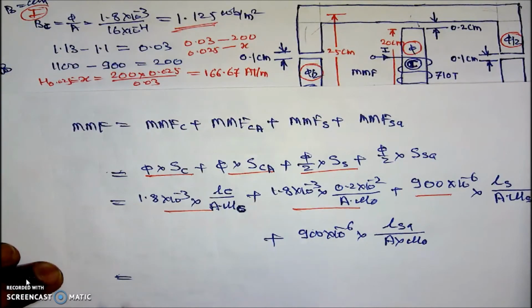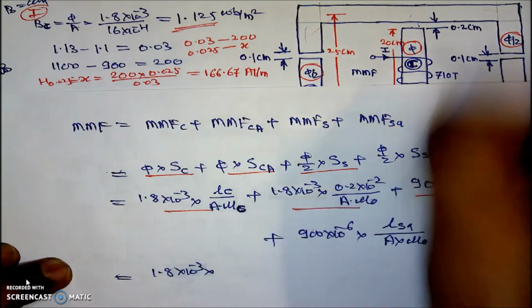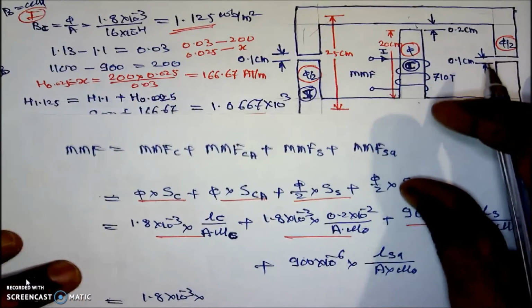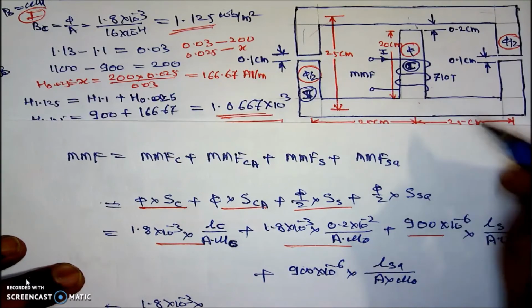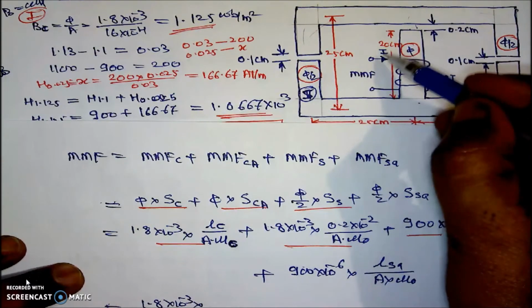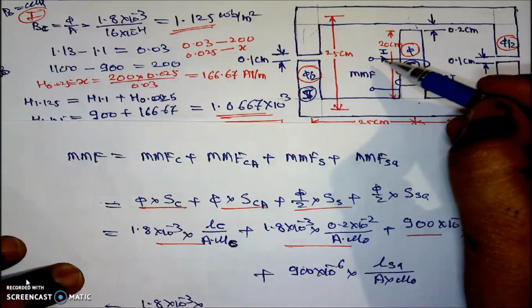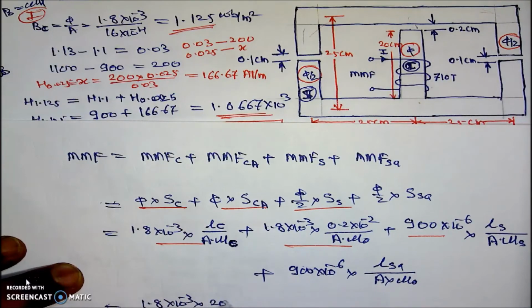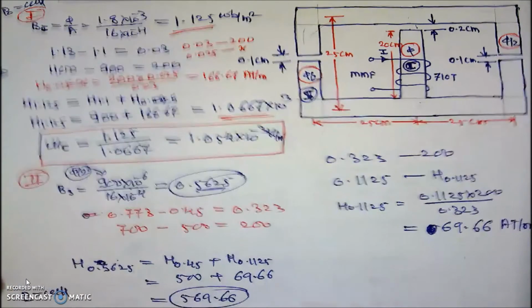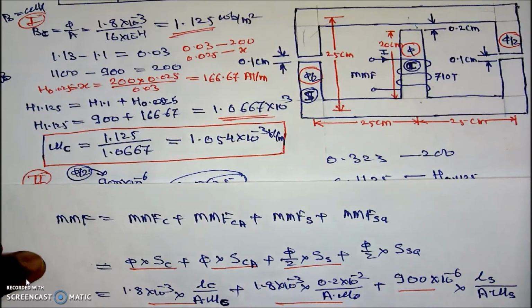If I substitute all these values, it equals 1.8 into 10 raised to the power of minus 3 into the length of the central limb, which is 20 centimeters. Taking that value, 20 into 10 raised to the power of minus 2 divided by the area throughout, which is 16 into 10 raised to the power of minus 4, into mu of the central.